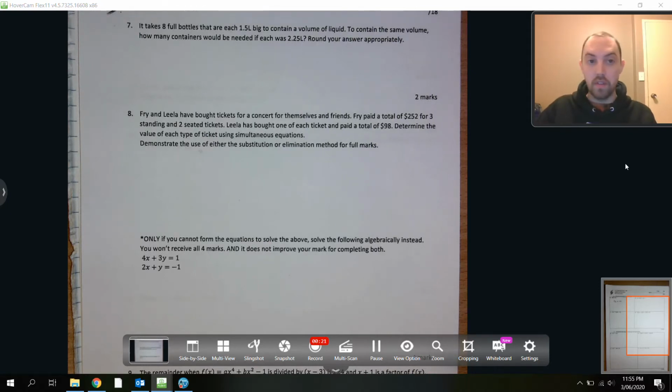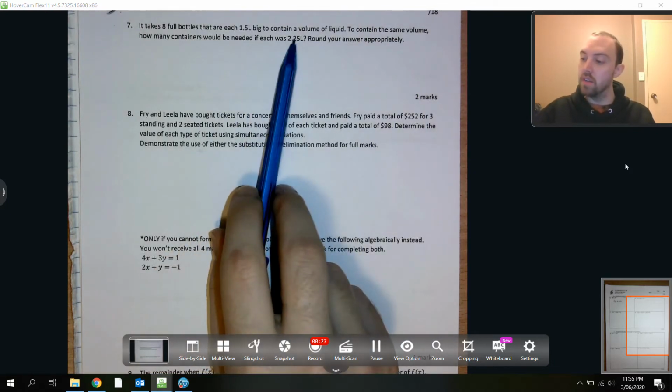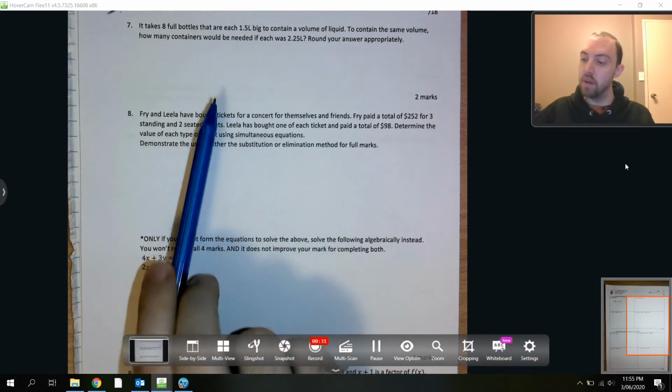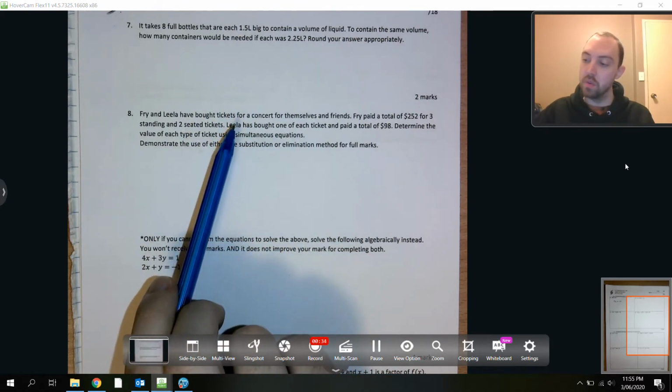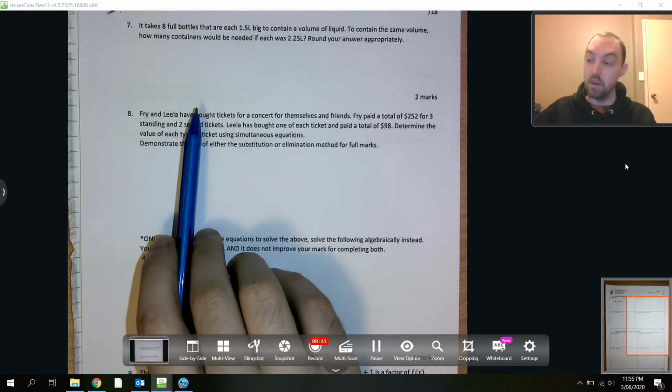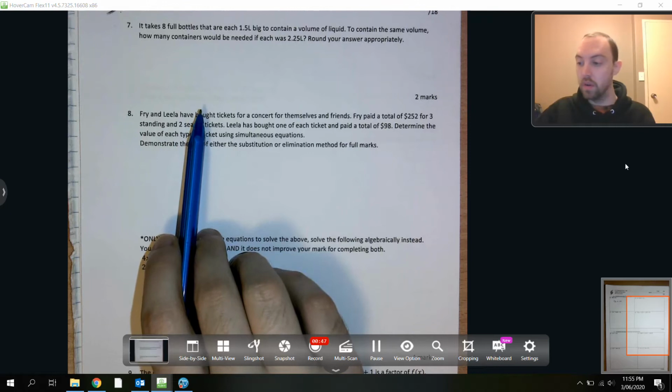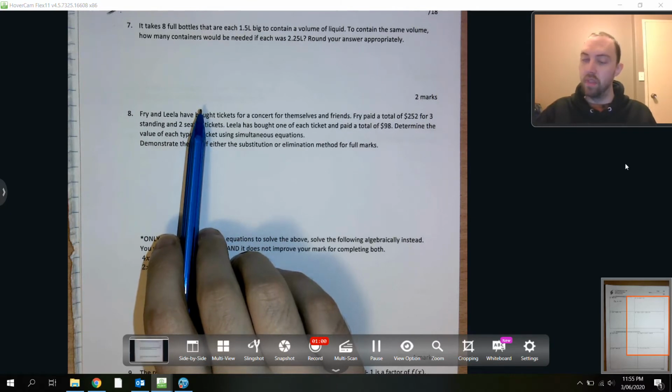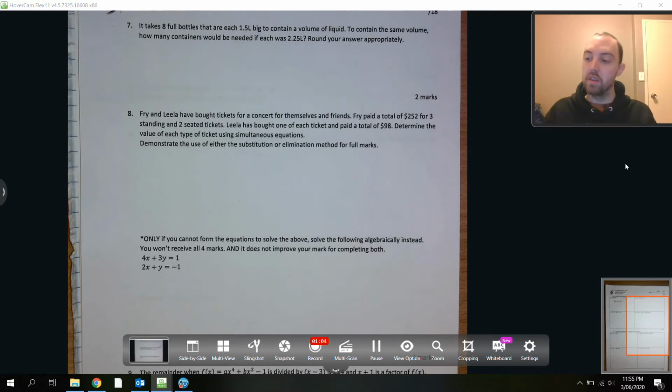So with question 7, it takes 8 full bottles that are each 1.5 liters big to contain a volume of liquid. To contain the same volume, how many containers would be needed if each was 2.25 liters? Now, in a sense, this is actually inverse proportion. The bigger the bottles, the fewer bottles you'll need. The higher the number of bottles, the smaller each one would actually need to be. So as one goes up, the other one goes down.